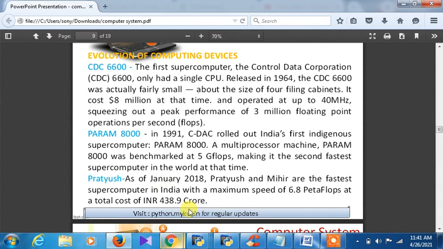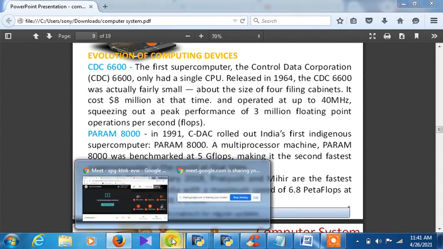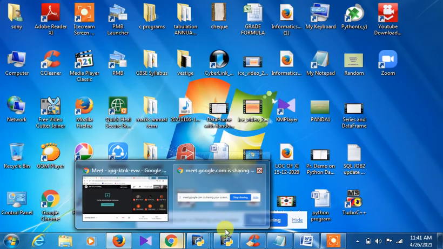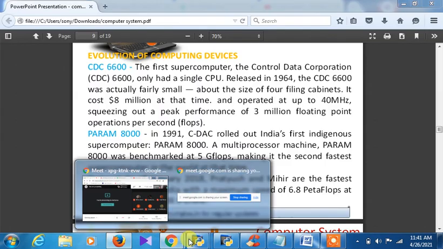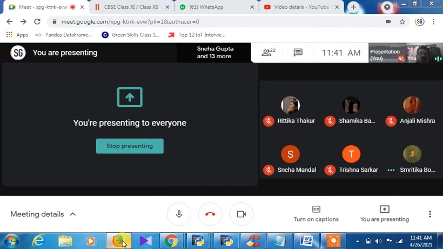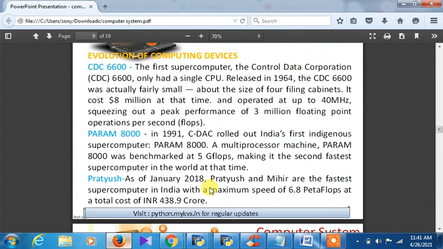So India has this kind of supercomputers. Their processing rate is 5 GFLOPS. GFLOPS means gigaflop. That is actually the processing rate. You should remember that it is the gigaflop. Nowadays we have computers much faster than this. But 5 gigaflops was very significant; it was the second fastest supercomputer in the world at that point of time.